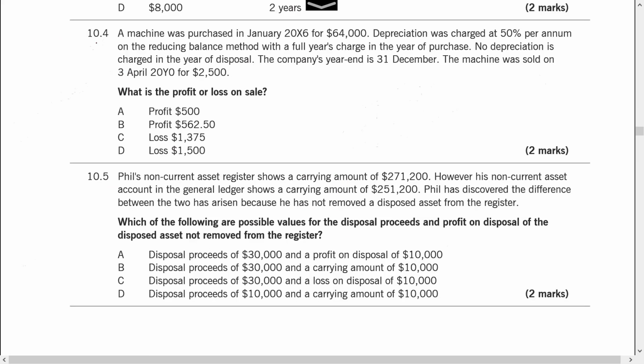Now next we have question number 4. What is the profit or loss on sale? A machine was purchased in Jan 06 for this amount.